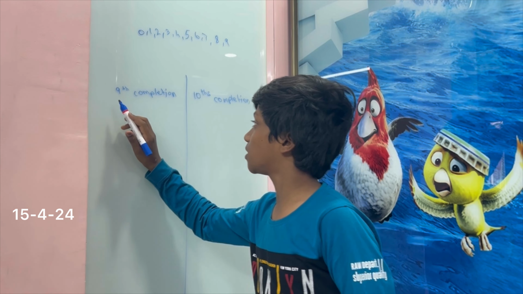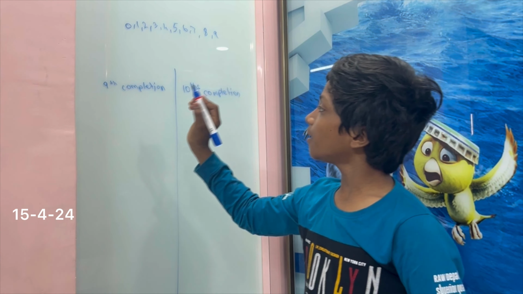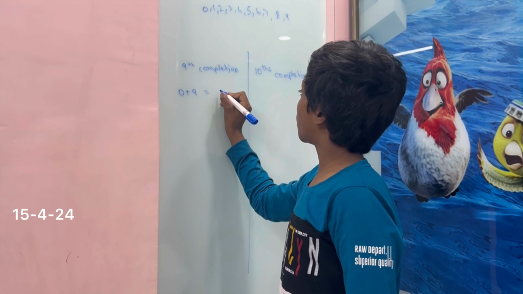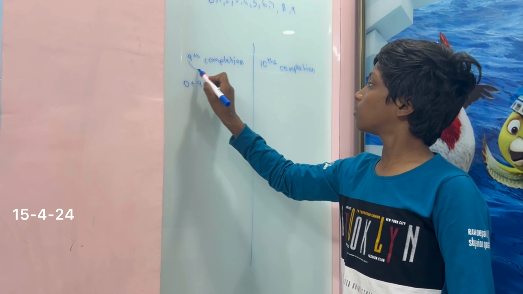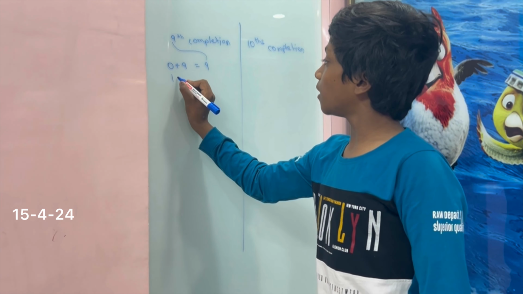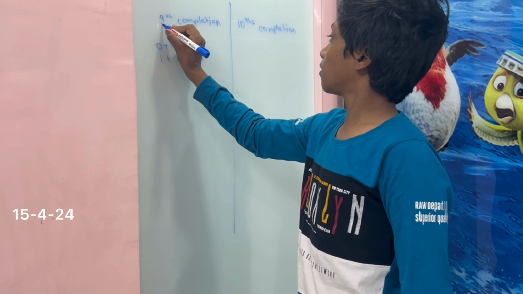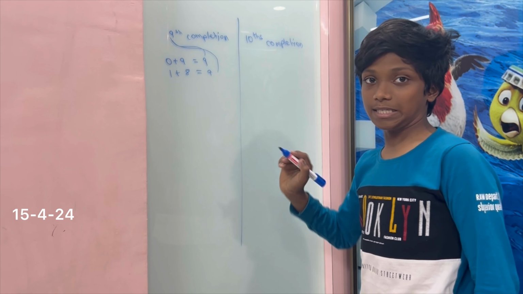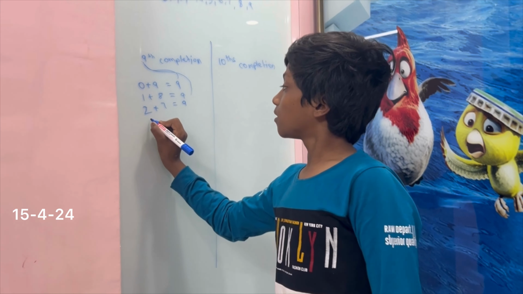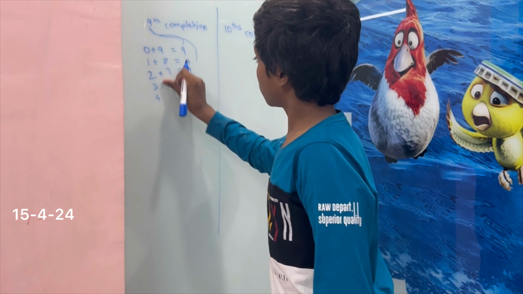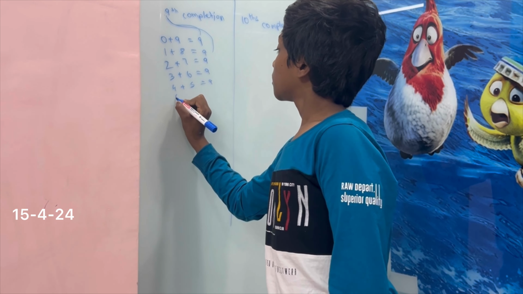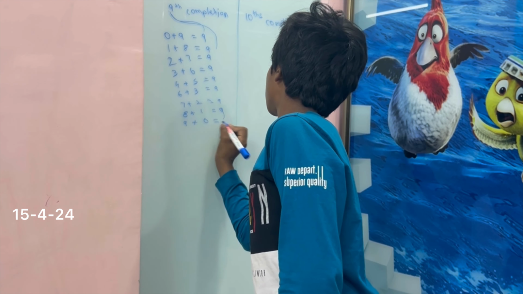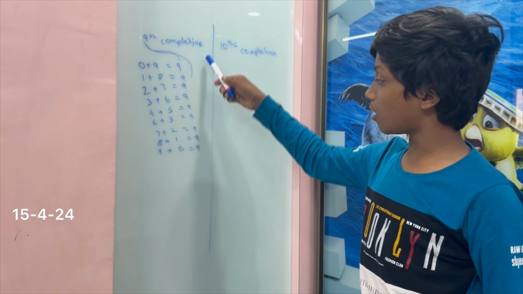So for 9th completion we do it like 0 plus 9 is equals to 9. So 9th completion, 1 plus 8 is equals to 9. Like that we have to write till we get 9 plus 0. So 2 plus 7 equals to 9, 3 plus 6 is equals to 9, 4 plus 5 is equals to 9, 6 plus 3 is equals to 9, 7 plus 2 is equals to 9, 8 plus 1 is equals to 9, and 9 plus 0 is equals to 9. So these are all 9's completion.